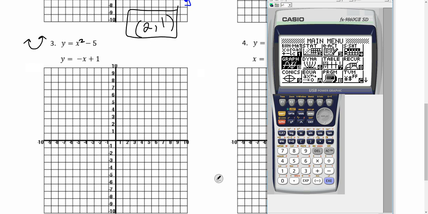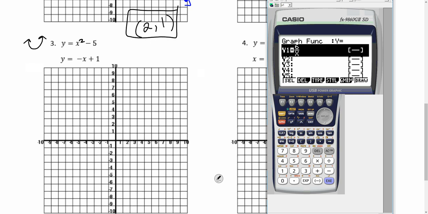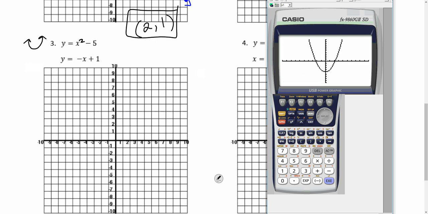Okay. So to graph, delete this. We go into the first equation and we type x, that's the one under the red button, squared, right next to the red button, and then minus 5. And we hit F6 for draw. And if your graph doesn't look like mine, you might have to hit Shift F3 and change it to the standard viewing window, the 10 by 10.